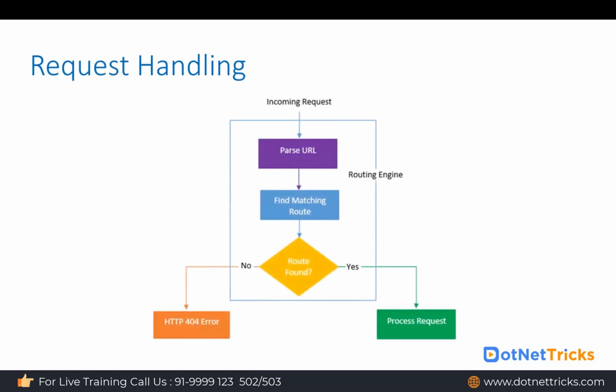And if you're talking about request handling, how is it handled by the routing engine here? The incoming request has a pattern. Whatever URL we have, that URL is first going to be parsed. Then from the parsed URL, we try to find the matching route. If a route is available, then it processes the request. If the route is not available, then it returns an error. So this is a typical way the routing engine handles the request.